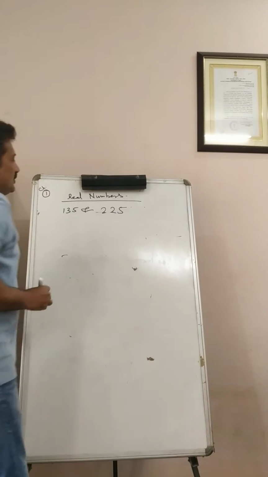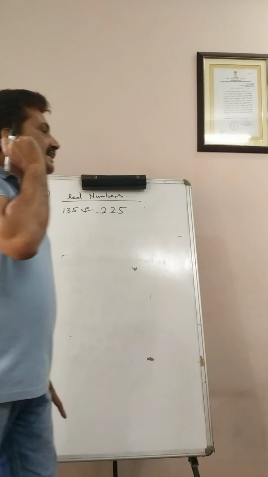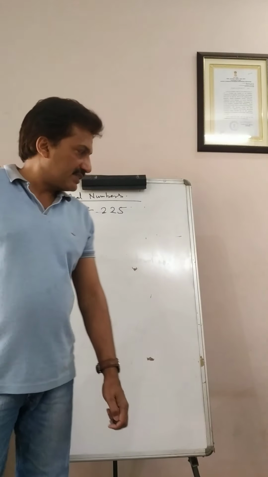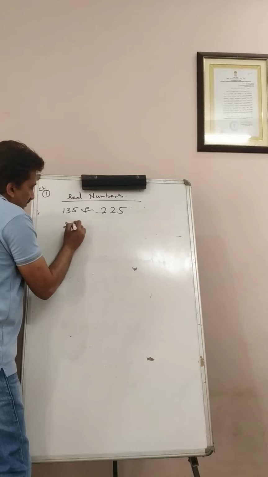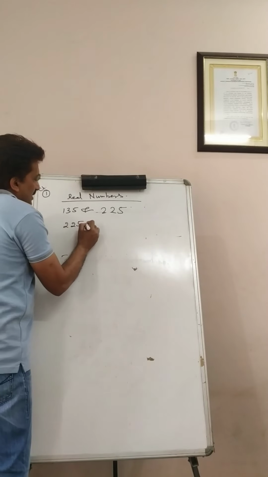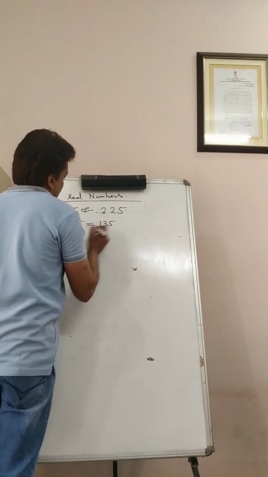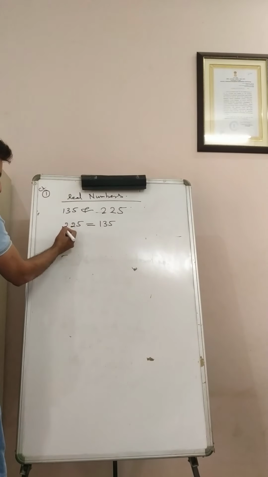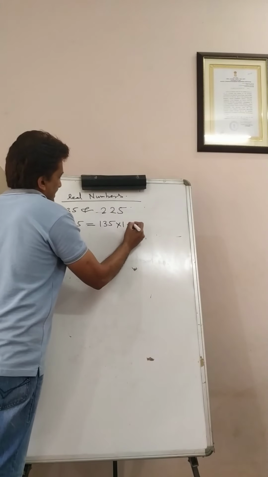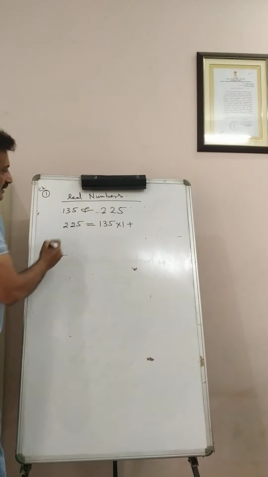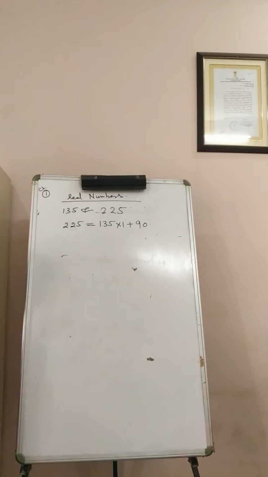225. So how will you use this one? Using that term, the statement a = bq + r. You have to start with the greater number, 225. This one is equal to... this is the divisor, you have to write the divisor here, 135. If you go for the division, one time it will go, 1 plus, and what will be the remainder here? The 90 is the remainder here.